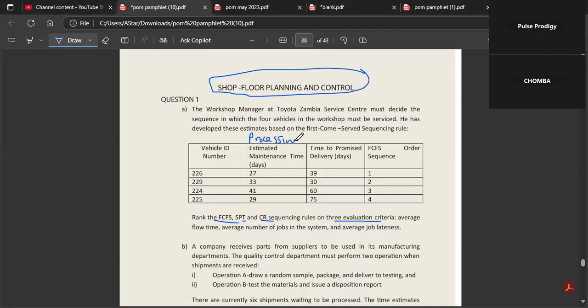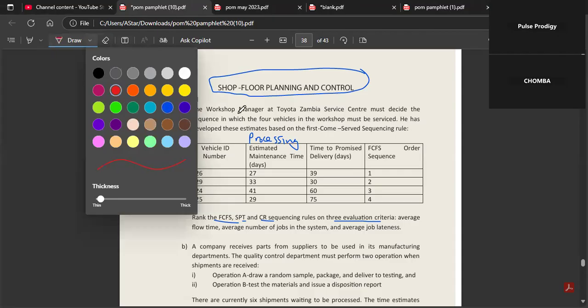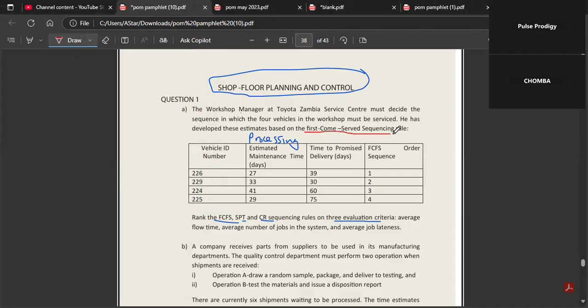So this one was the first come, first served table. So don't tamper with it. Just take it the way it is. First come, first served. Then that one, this is the due date. Time to promise delivery. That's another terminology. Okay. So it also remains the way it is. Yes, this one also remains the way it is for the first come, first served basis.